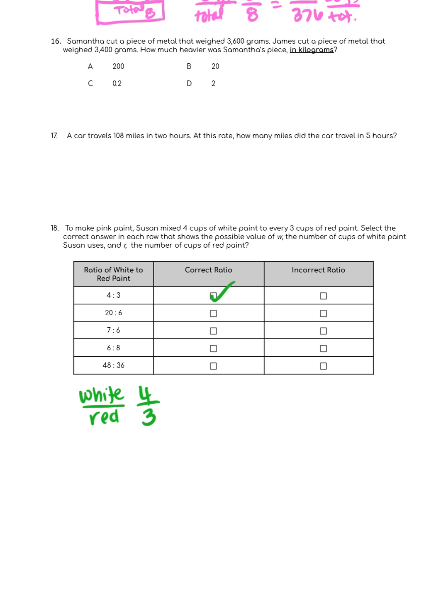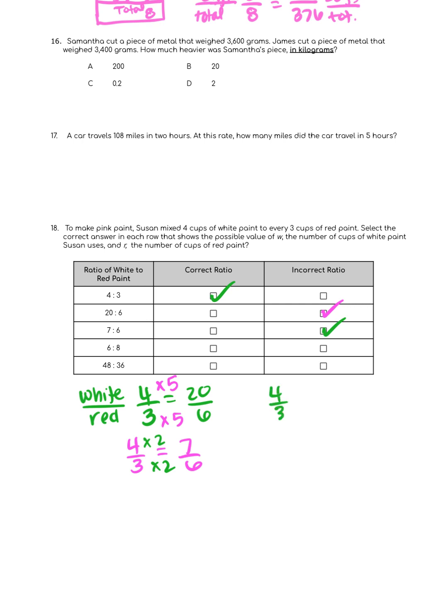Now I want to know, is that equal to 20 to 6? Well, 4 times 5 is 20. Is 3 times 5 6? No. So that's incorrect. Okay, let's do 4 to 3 to 7 to 6. Well, 3 times 2 is 6, but 4 times 2 is not 7. That is incorrect.